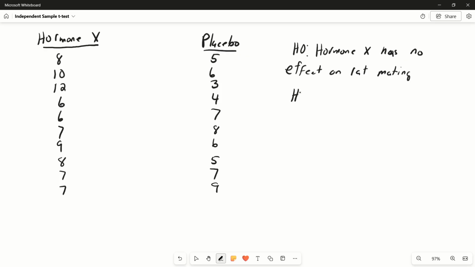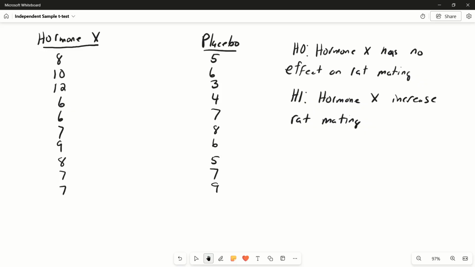And the alternative is directional because we think the drug is going to increase. So we're going to say hormone X increases rat mating behavior. So we have a directional alternative hypothesis. And so now we're going to carry out the analysis by finding the pooled variance estimate, S squared sub P.